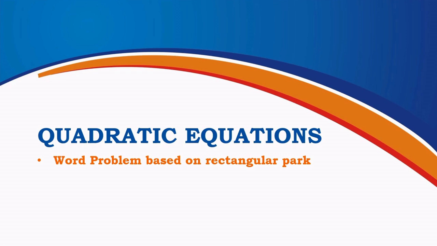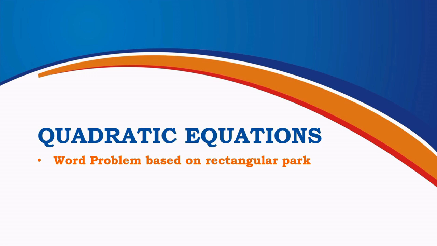Now, we will learn how to solve a word problem based on a rectangular park. Rectangular parks are commonly found in schools, housing complexes, public gardens, and recreational areas. Problems based on such parks often involve their length, breadth, area, perimeter, or paths constructed around them. To solve these problems, we need to understand the properties of a rectangle and use the appropriate formulas.